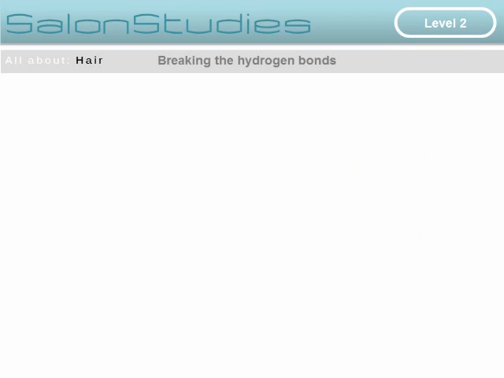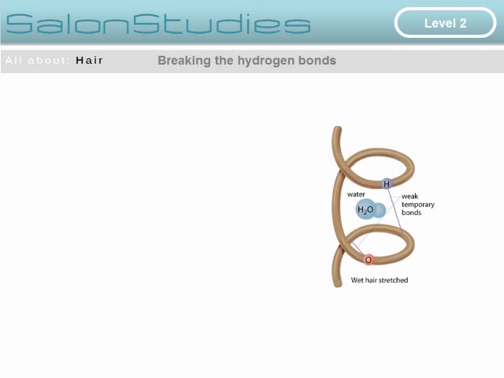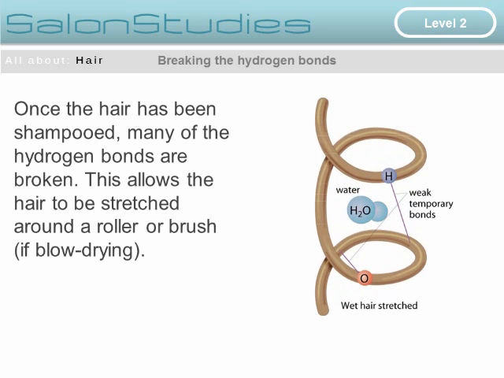Breaking the hydrogen bonds. Once the hair has been shampooed, many of the hydrogen bonds are broken. This allows the hair to be stretched around a roller or a brush if you were blow drying.